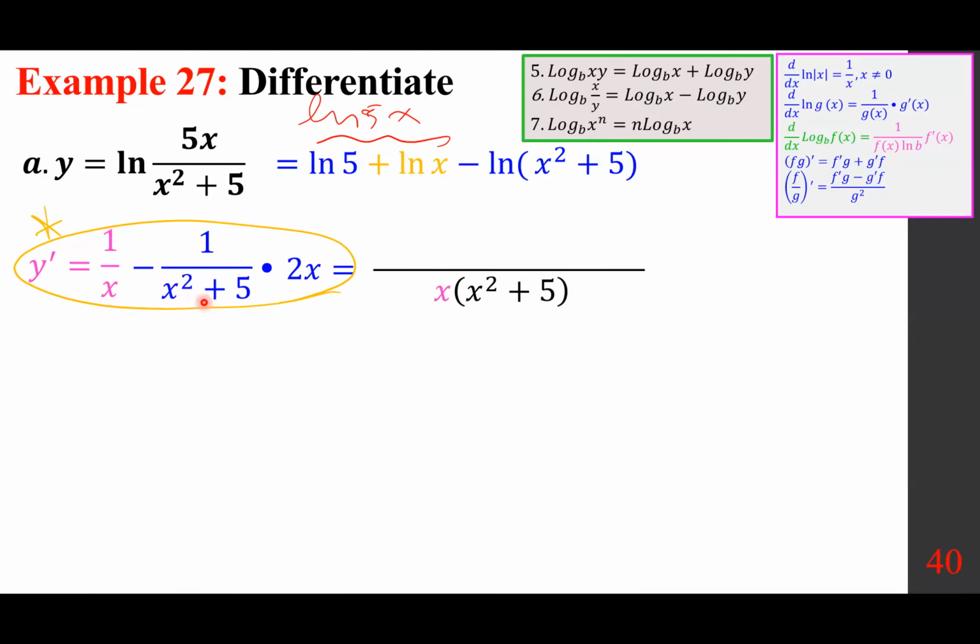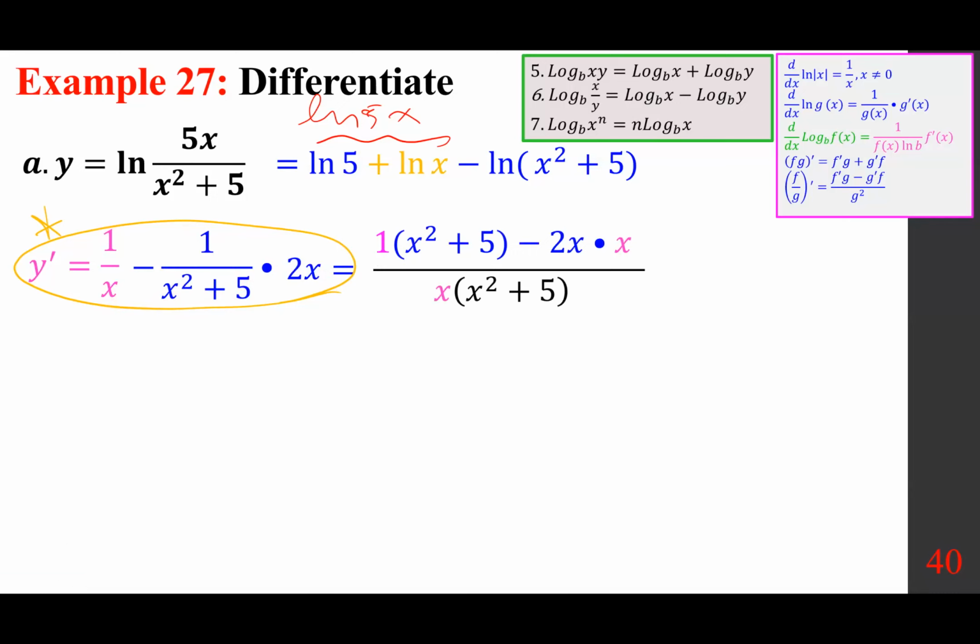And so 1 times x squared plus 5 minus 2x times x. I'm assuming nobody has any problem with finding the LCD and so forth. So all you have to do is simplify the top.